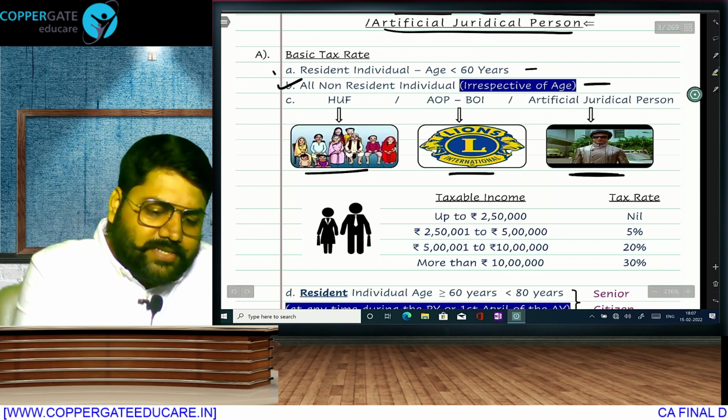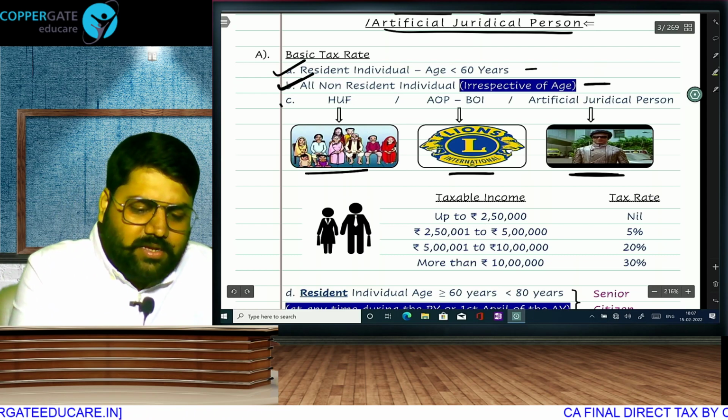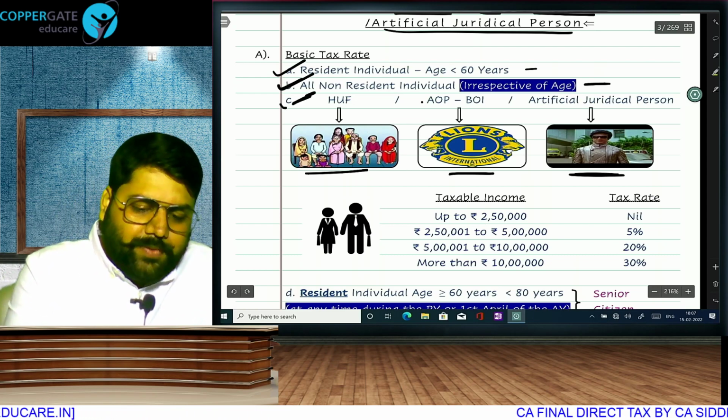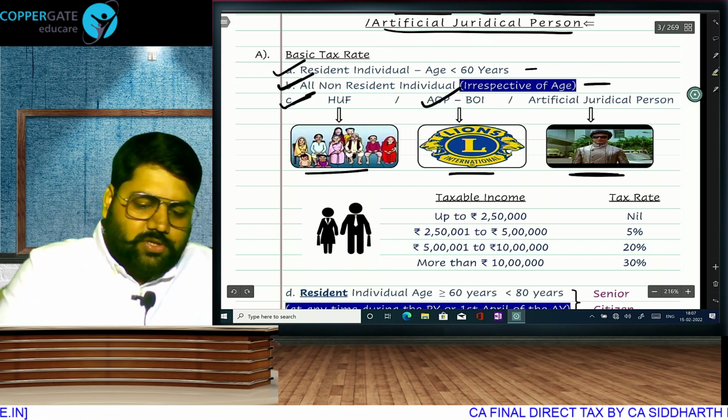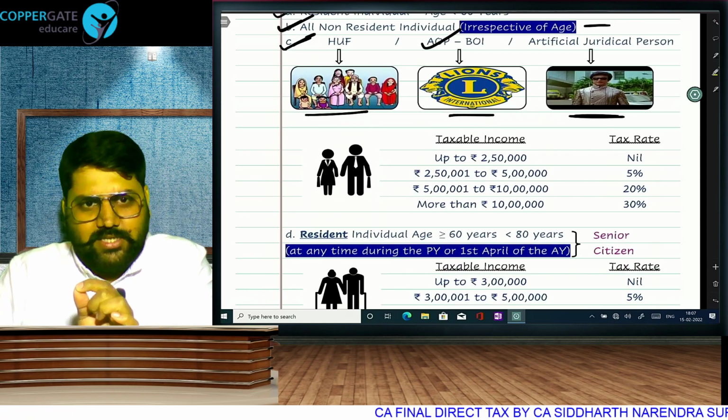Okay. So resident individual less than 60 years will come here. Non-resident of any age will come here. HUF, AOP, BOI, artificial juridical person will also come here. The tax, first we will finish the old regime completely. This is only revision.